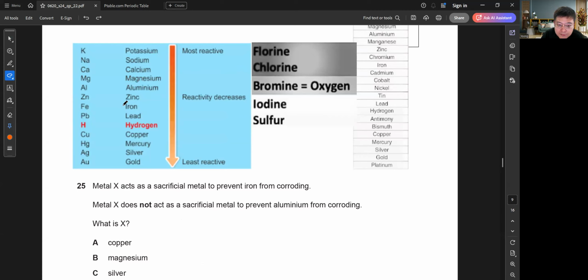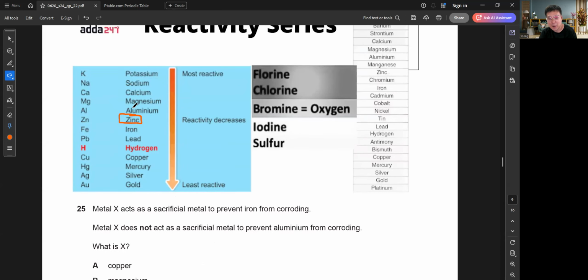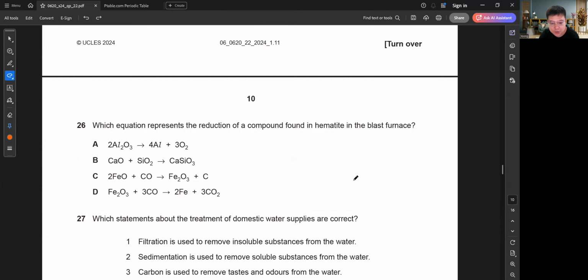It is more reactive than iron, but less reactive than aluminium. So the only thing between these two is zinc. So it has to be zinc. There's no other choice. But this whole reactivity series, students should memorize the whole thing, all right? Because it's not provided in the exam. So just memorize the list.